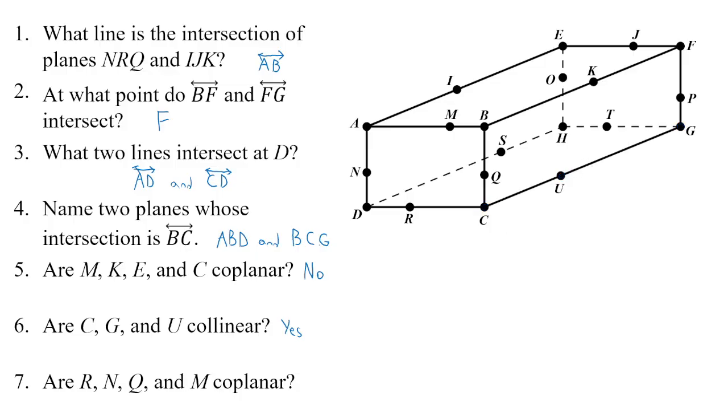And finally, are R, N, Q, and M coplanar? All right, so here's R, here's N, here's Q, and here's M. And as you can see, all 4 points lie on that plane. So the answer is yes, they are coplanar.